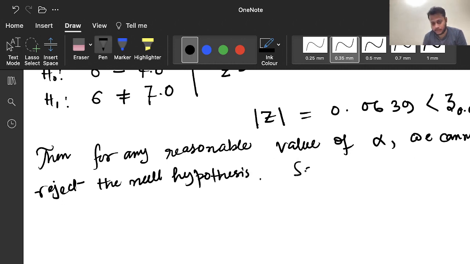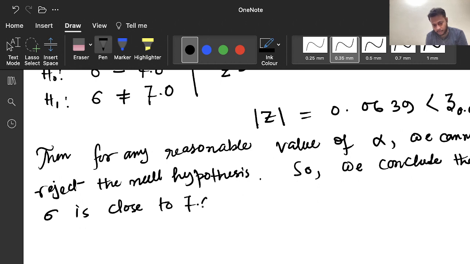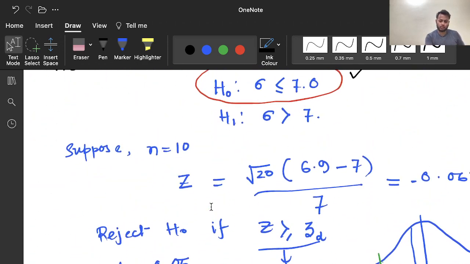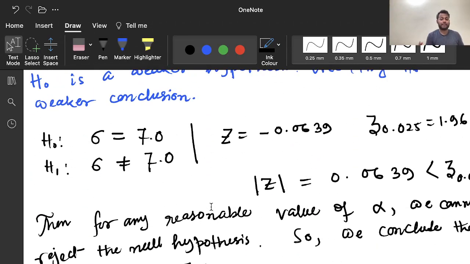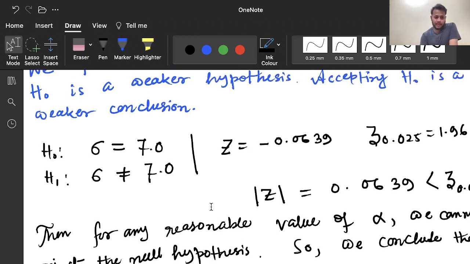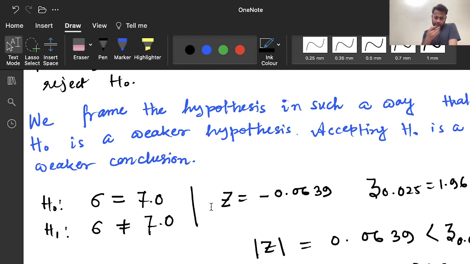So we conclude that sigma is close to 7.0, and indeed from the observation you can see that sigma is close to 7. So that is our conclusion. You have to pose your null hypothesis in such a way that it seems a weaker hypothesis when we are accepting H0. So that's it.